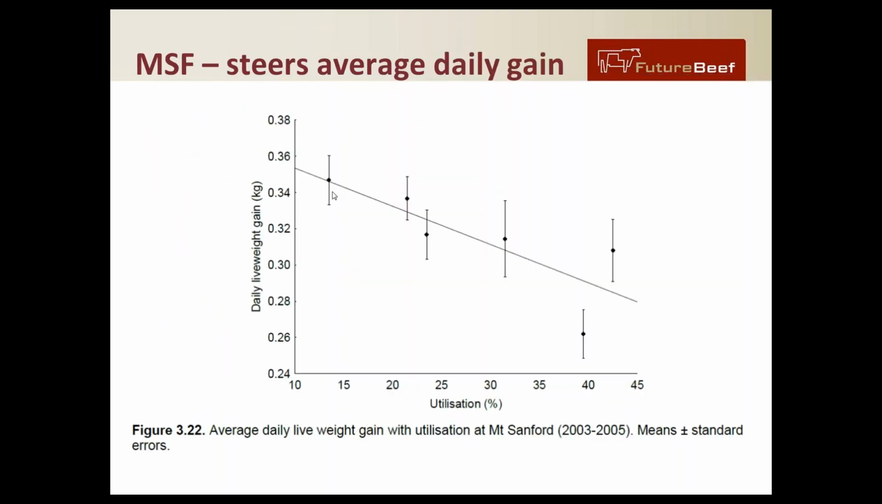So this is the average daily gain of the steers that were run in this trial, and as you can see, as the utilisation rate increased, the average daily live weight gain decreased significantly. This would be because in the lighter utilisation rates, the cattle would be able to select a higher, better quality diet than down here, allowing such results.